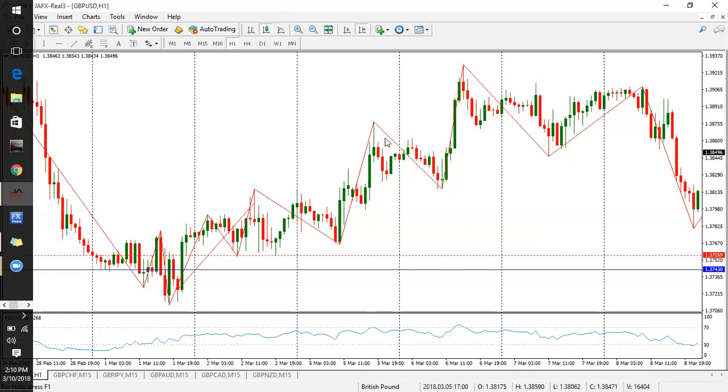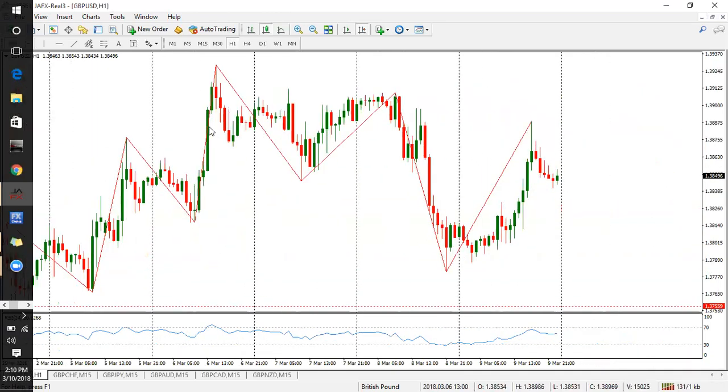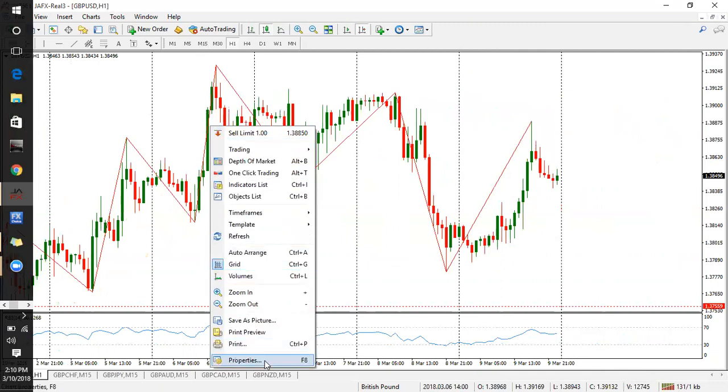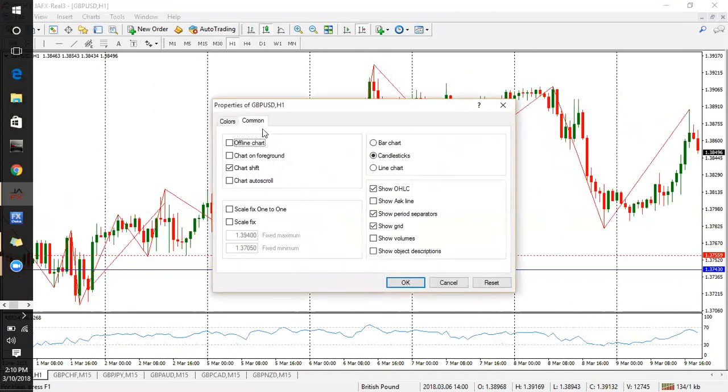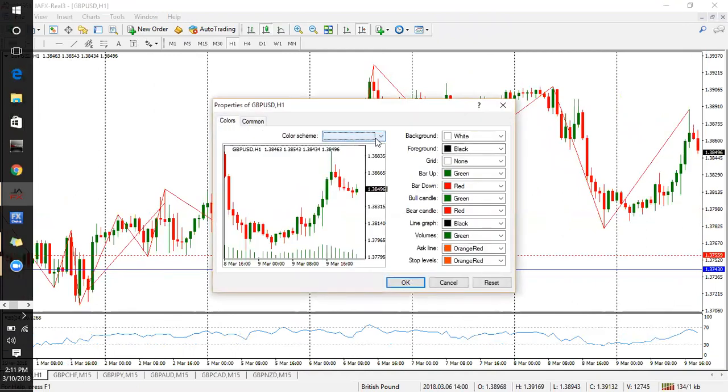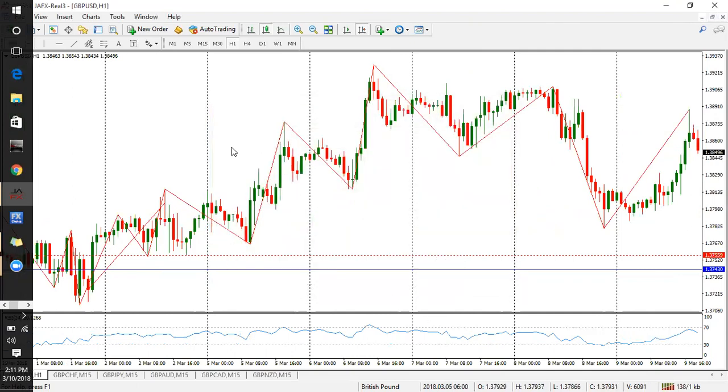Okay. This is how I did that. To change your screen and make everything look nice, you right click on your plane chart and go to properties, or the faster way, you can just type F8 on your keyboard. Then you come to colors. From here, first the color scheme, you change it to black on white. When you do that, you can tweak all these things to suit what you want. Your bar down, the one showing your bearish sign, should be red. Bar up, green, and stuff like that. Just tweak it to your taste, and when you're done, press OK. And the background, you make it white.